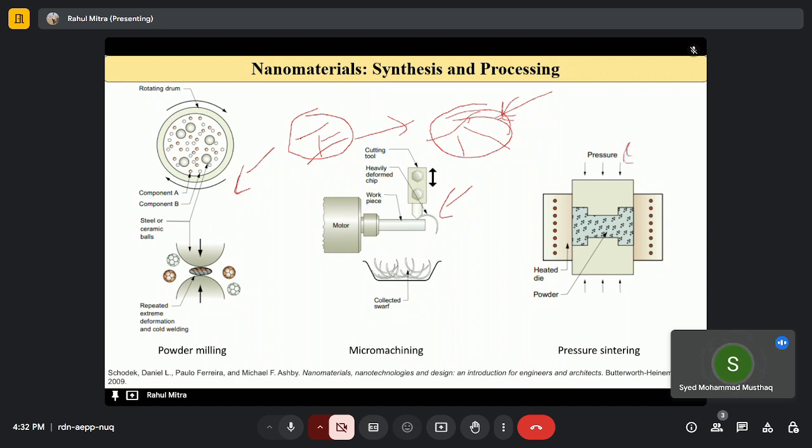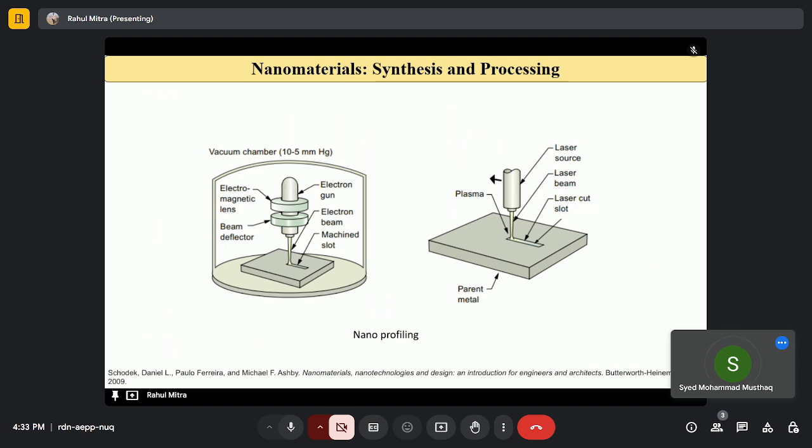And the other bottom-up process is called pressurized sintering, where we have powder particles at nanoscale, and we try to consolidate them and form a compact, and this compact has a nanocrystalline structure. So it has grains in nanometers. This is another sintering process, and these two processes are called nanoprofiling.